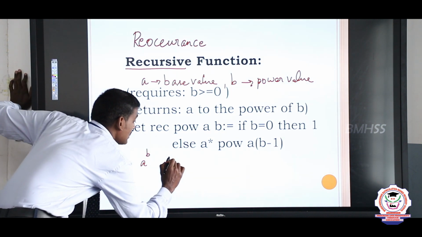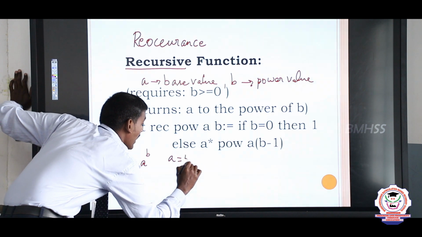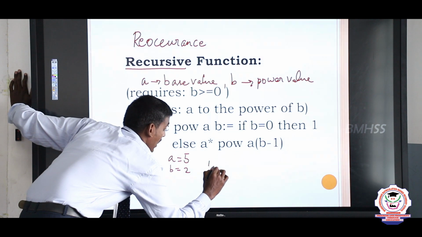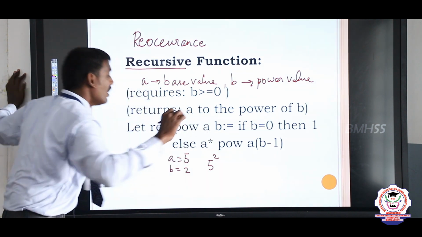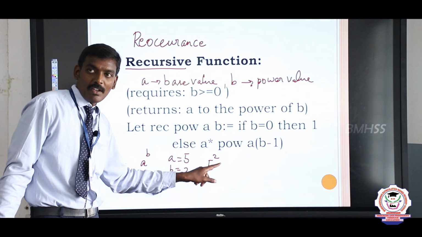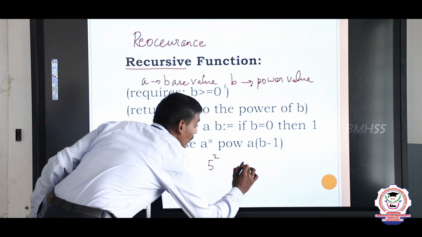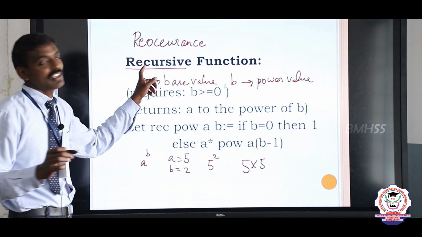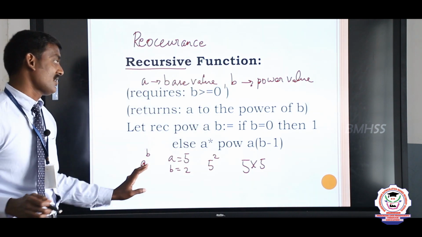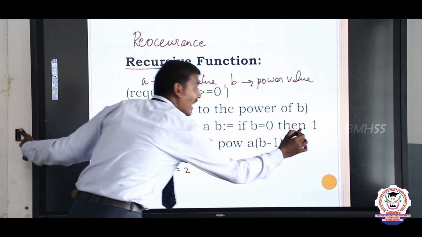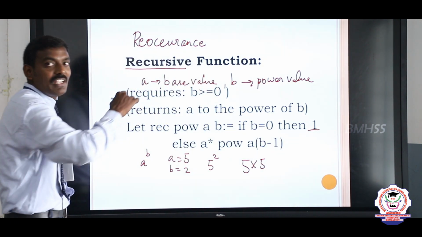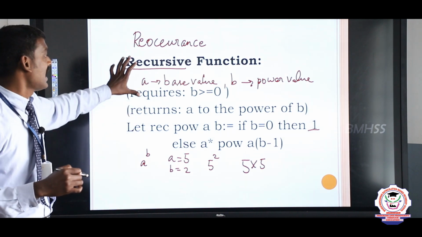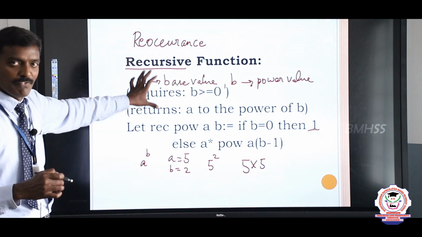Let us consider a equal to 5, b equal to 2. That means 5 to the power of 2. How many times will 5 be multiplied? 2 times. 5 into 5. The same step is repeated. So in this case, the function is called a recursive function. When the power value is 0, anything to the power 0, the result will be 1. Are you clear? This is an example pseudocode for a recursive function.